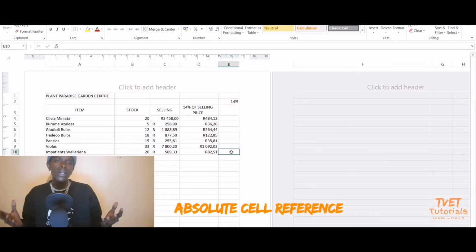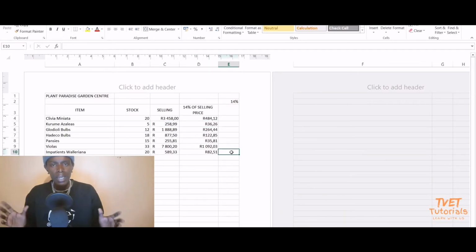So basically, that's what absolute cell referencing does. It helps us identify a specific cell, and whatever we do, it informs Excel to stick to that cell no matter what.